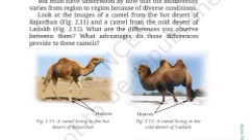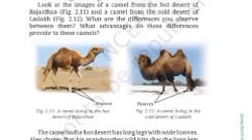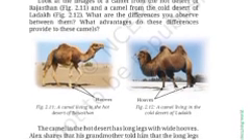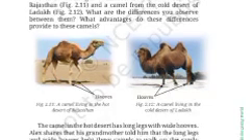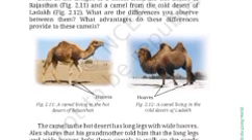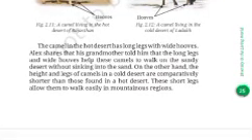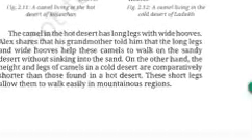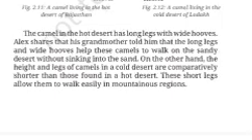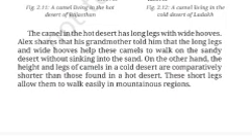Look at the image of a camel from the hot desert of Rajasthan and a camel from the cold desert of Ladakh. What are the differences you observe between them? What advantages do these differences provide to these camels? The camel in the hot desert has long legs with wide hooves. Alex shared that his grandmother told him that the long legs and wide hooves help these camels to walk on the sandy deserts without sinking into the sand.